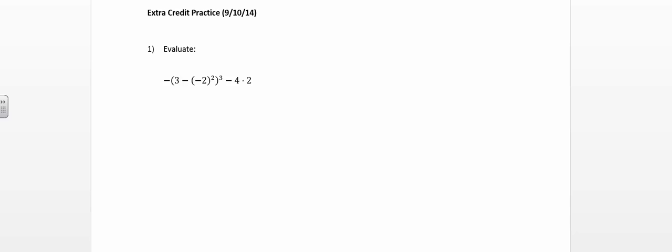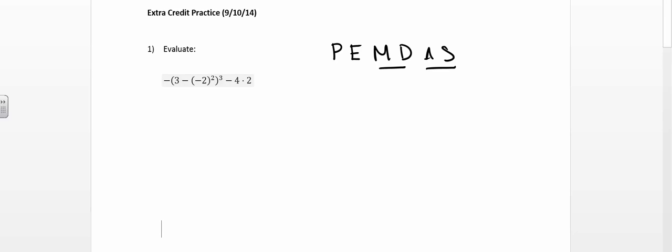So here we have some more practice with our order of operations. Again, the guidelines we have are you want to take parentheses and exponents, multiplication or division, addition or subtraction, whichever comes first, right? So that's our basic order of operations agreement. So let's go and take a look at our expression here.